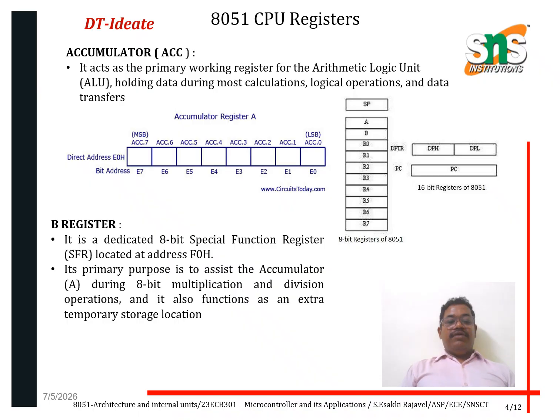The main important block is the accumulator. The accumulator acts as the primary working register for the arithmetic and logic unit, holding data during most calculations, logical operations, and data transfers. This is the basic accumulator diagram of the 8051 architecture. Next is the B register. The B register is a special function register. It is used to assist the accumulator during 8-bit multiplication as well as division operations, and it also functions as an extra temporary storage location.